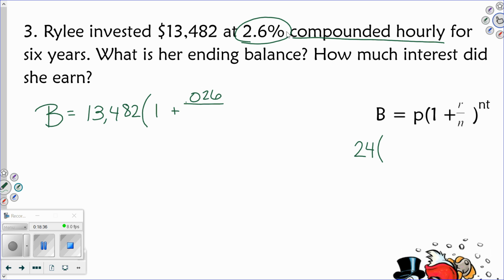How many days are in a year? 365. Yep. So to figure out hours in a year, you just multiply how many hours, how many days we have, right? So that's going to be 8,760. And then 8,760 times how many years? 6 years.